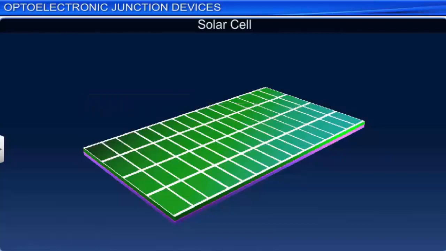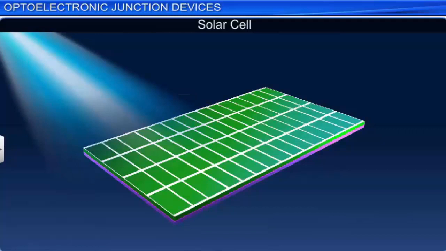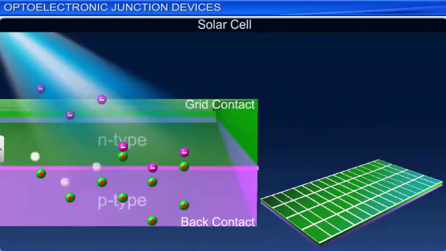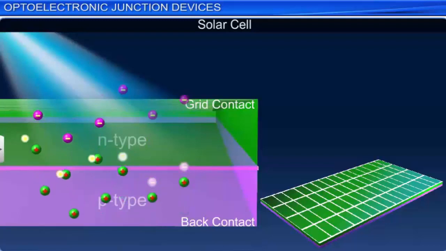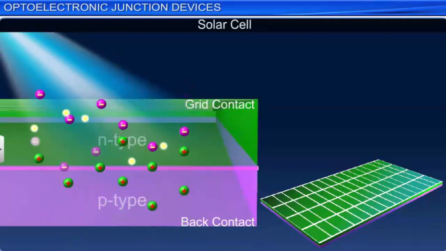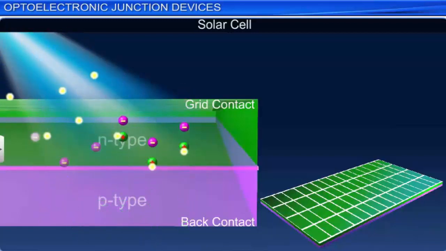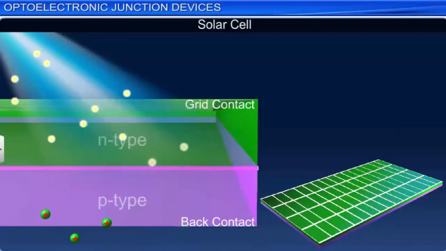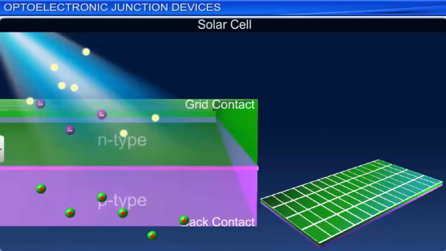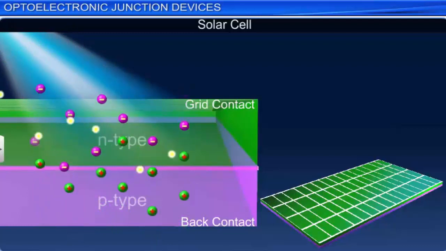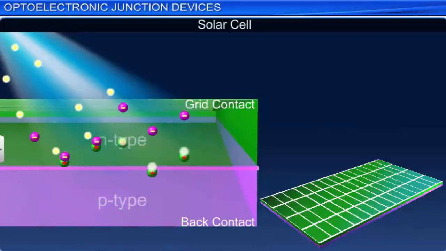A solar cell works when light is incident on it from the top over the n side of the device. A solar cell works on the same principle as that of a photodiode, where incident light generates electron-hole pairs in the depletion region of the p-n junction. As in a photodiode, the holes are pushed towards the p side and electrons are pushed towards the n side due to the electric field in the depletion region of the solar cell. The holes pushed towards the p side are collected by the back contact, while the electrons pushed towards the n side are collected by the grid contact.